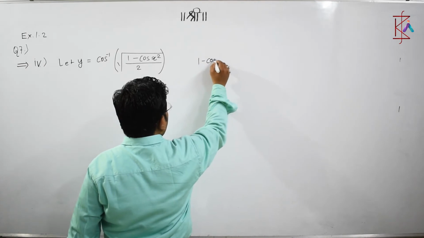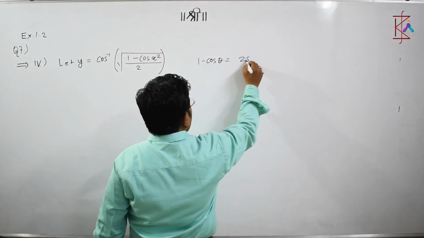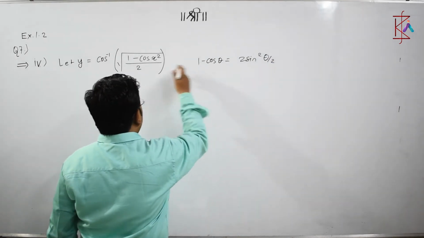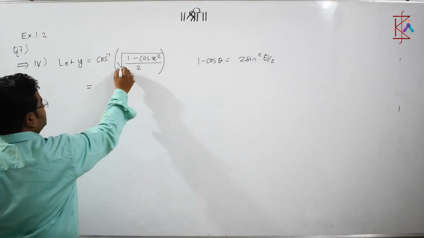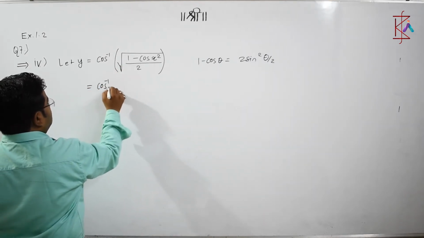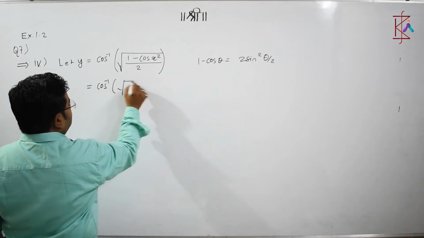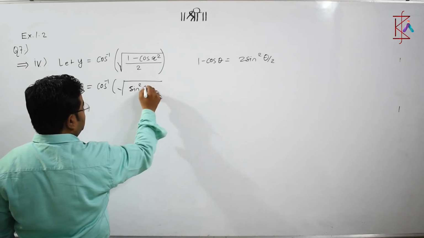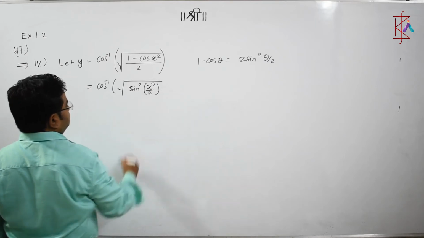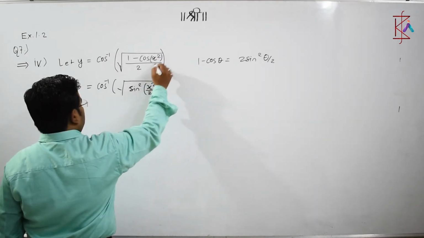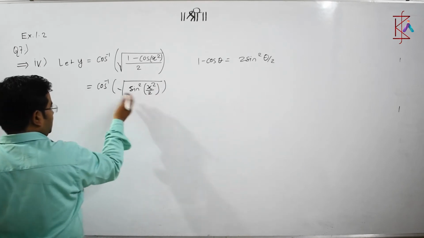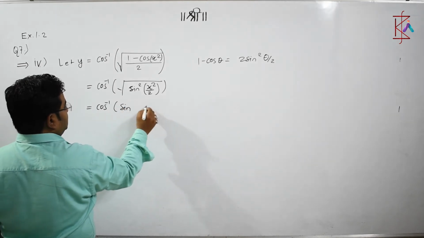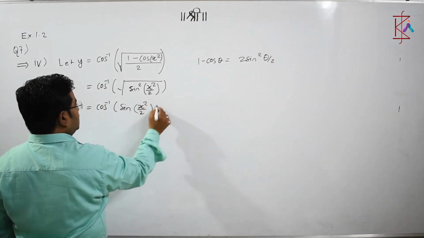So 1 minus cos theta is equal to 2 sin square theta by 2. Okay, so using this identity I can simplify it, and after simplification what you are getting, cos inverse of under root of sin square, most important, sin square x square by 2. Okay, up to this point everything is good. Now take that under root outside, so what will remain? So cos inverse of sin of x square by 2. Now what to do, sir?